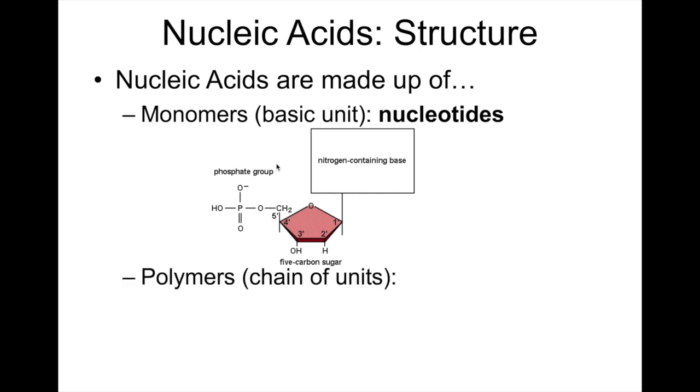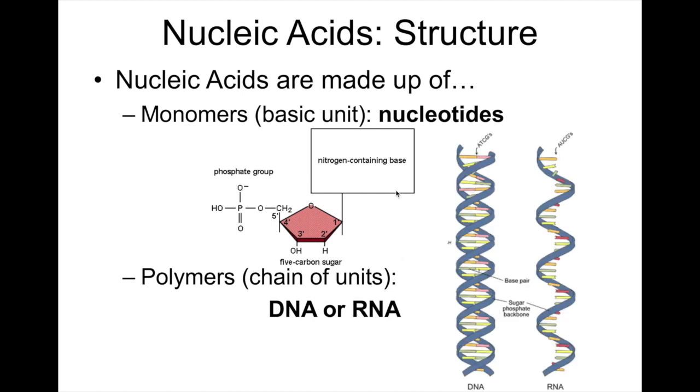The polymers, the most common ones are DNA, deoxyribonucleic acid, or RNA, ribonucleic acid. DNA is a double chain, where they each go along like a staircase around each other. And RNA is a one-strand molecule. So these have very different functions within an organism. But just to know, DNA almost always is double-stranded. RNA is almost always single-stranded.